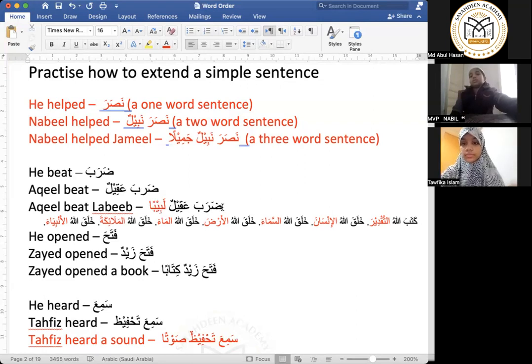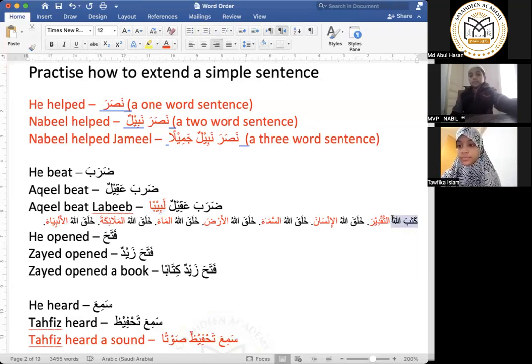So the whole sentence is Daraba Aqilun Labiban. Aqil beat Labib. Who beat? Aqil beat. So Aqil is the fa'il. We gave it dhamma. Whom did Aqil beat? Aqil beat Labib. So Labib is maf'ul, and that's why we gave Labib fatha as a maf'ul. Did you guys understand so far? Yeah. Very good. Now we will look at some examples.